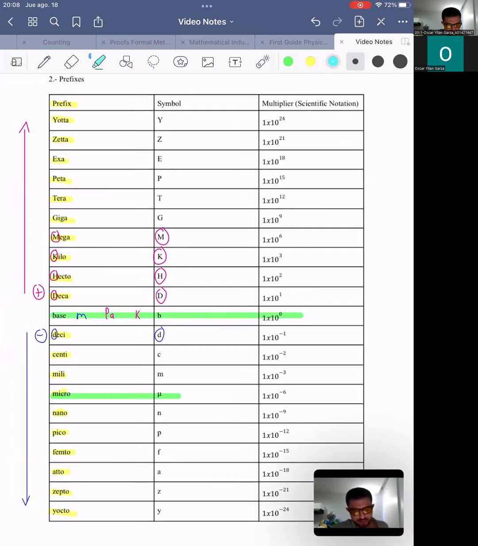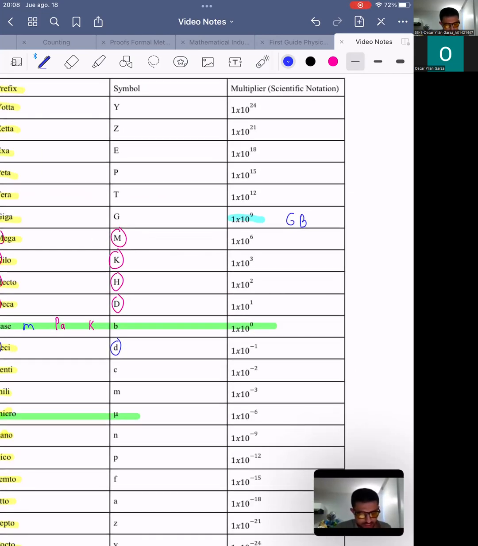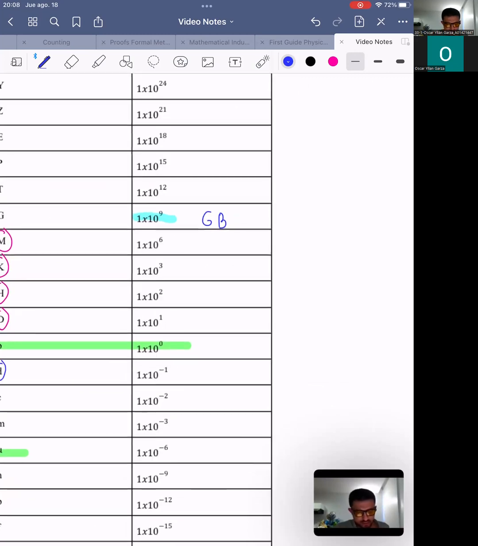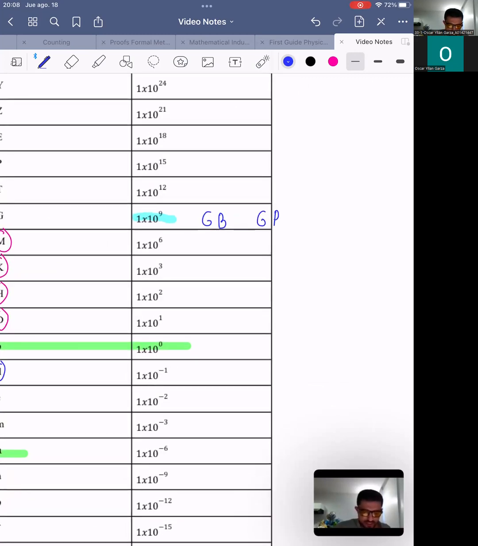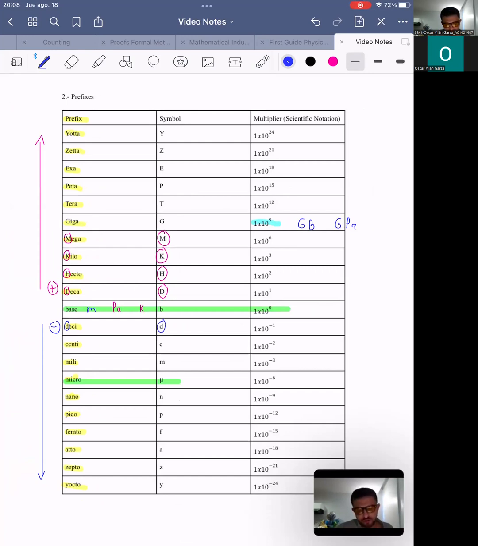For example, let's take giga. We have heard it a lot, gigabytes, for computers, right? We also use it a lot in physics. For example, gigapascals, a really common unit when we are talking about resistance of materials.